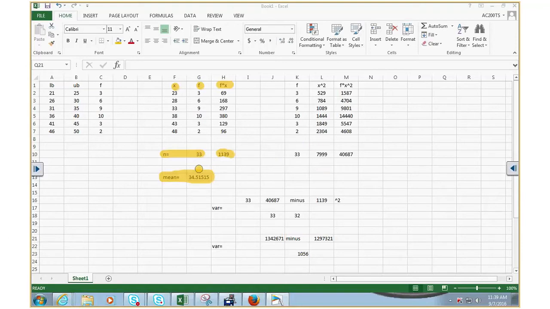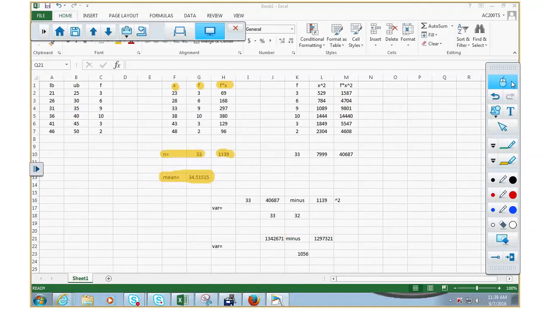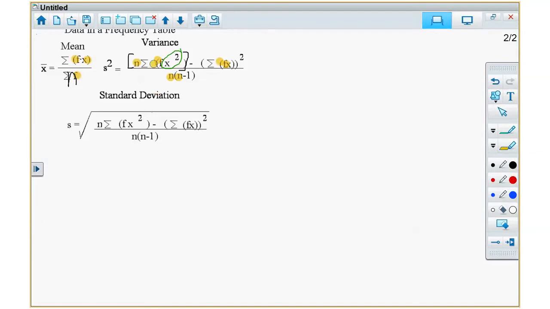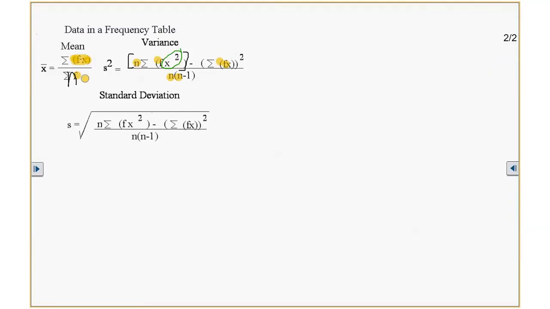All right, now what do we need? We got the mean, we need the standard deviation. Well, we need the variance. So now we're going to take f and multiply it by what? Let's go back and look at the formula. We need to take f and multiply it by what? X squared, and sum it up. Multiply that by n, and then we need to sum up f times x. We've already got that. We got that right here. But what do we do to it? Square it.